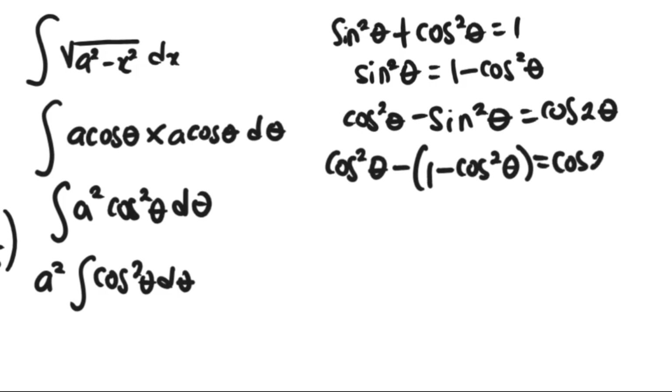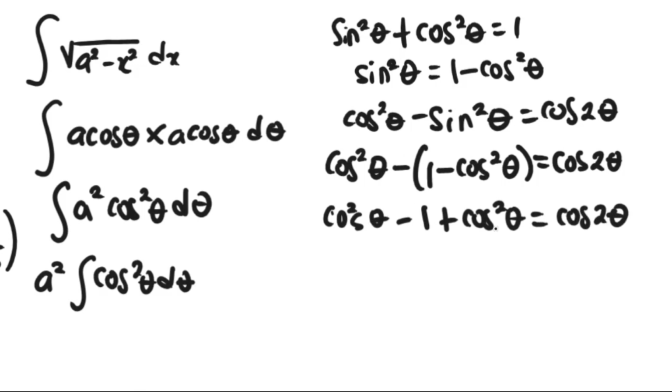Cos 2 theta. So this is cos square theta minus 1 plus cos square theta, which gives you cos 2 theta. So cos square theta plus cos square theta will give us 2 cos square theta minus 1 is equal to cos 2 theta.